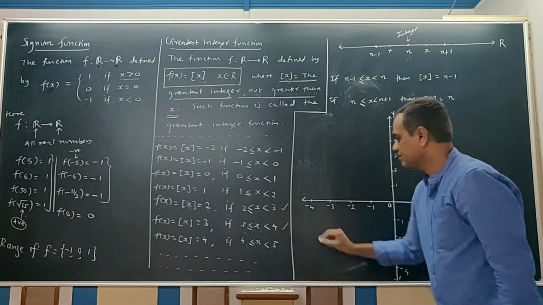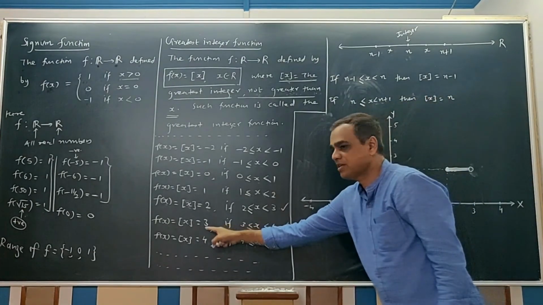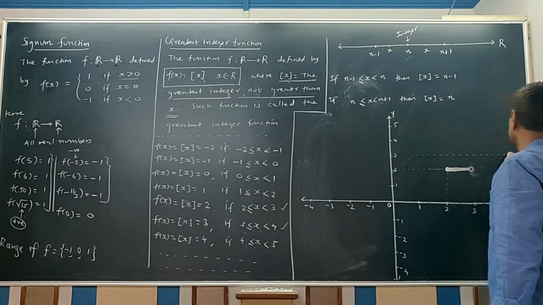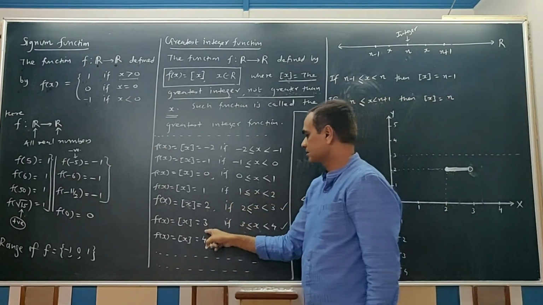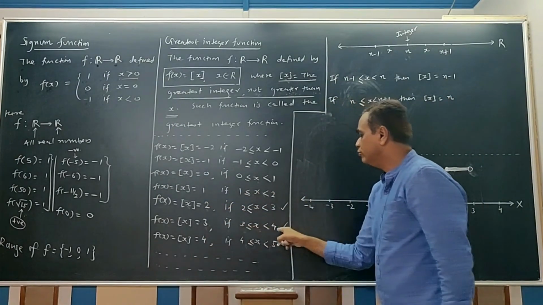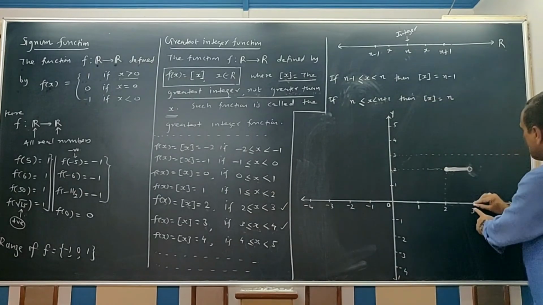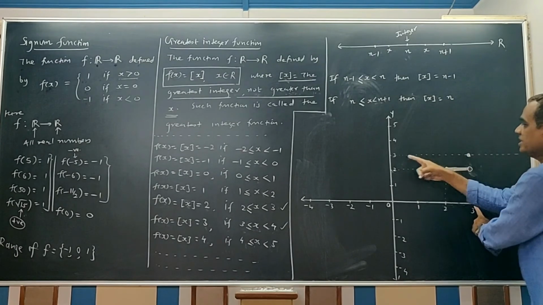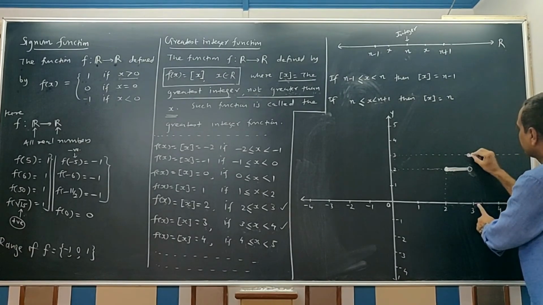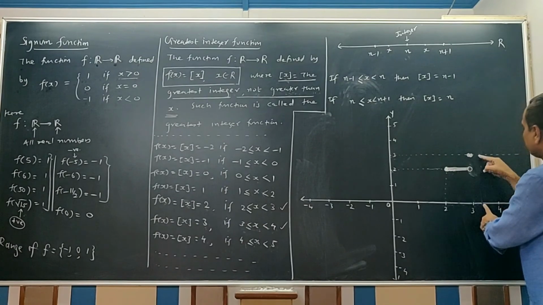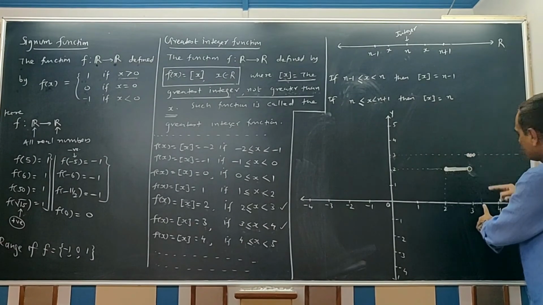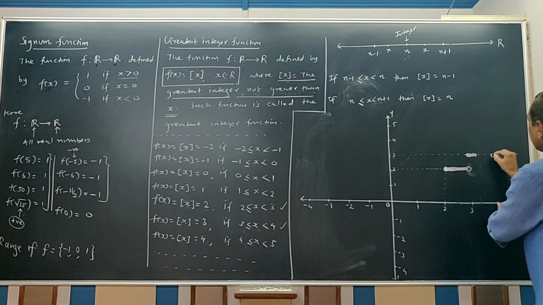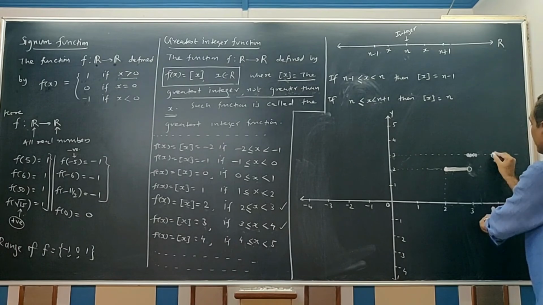Now the next line. Image is 3. The y coordinate is 3 when x is 3 to 4. Means box value of 3 is 3. Box value of 3.1 is 3. Box value of 3.2 is 3. Box value of 3.4 is 3. Box value of 4 is not 4, keep it deleted. But box value of 3.9 is 3.